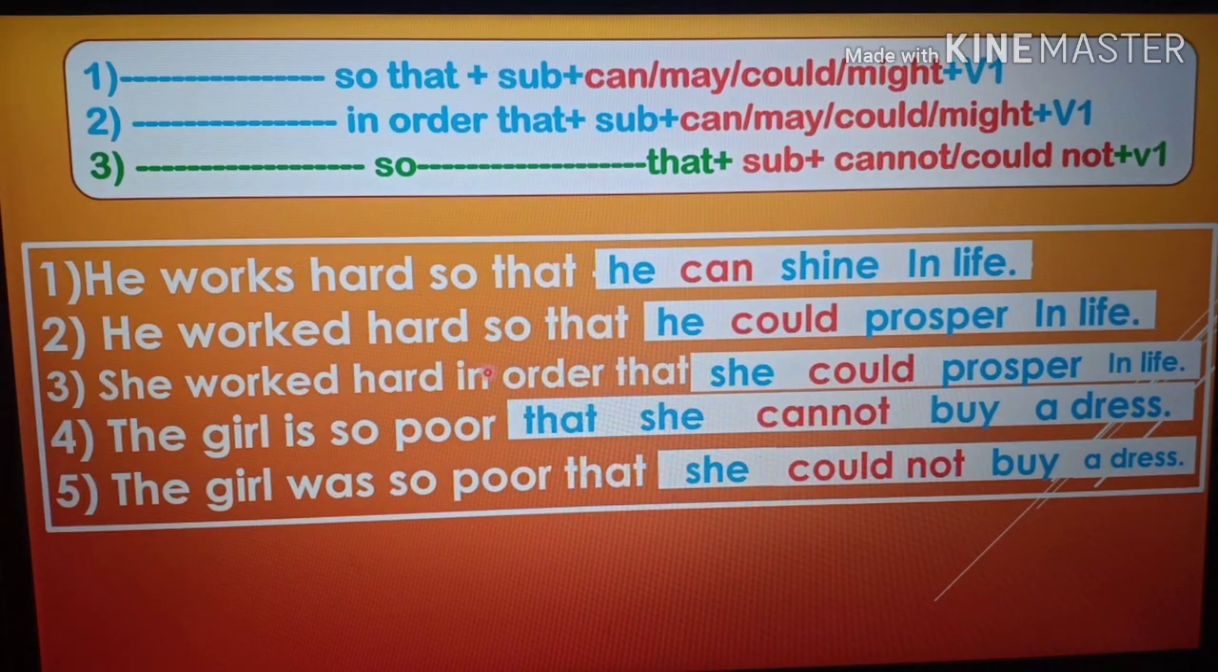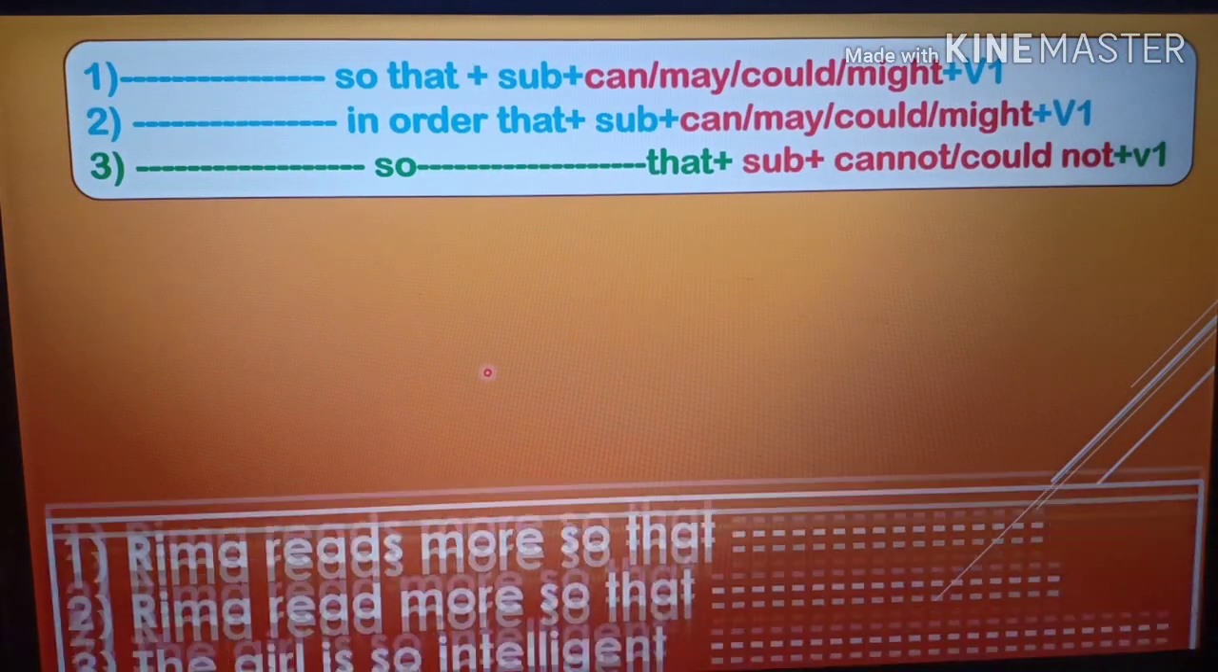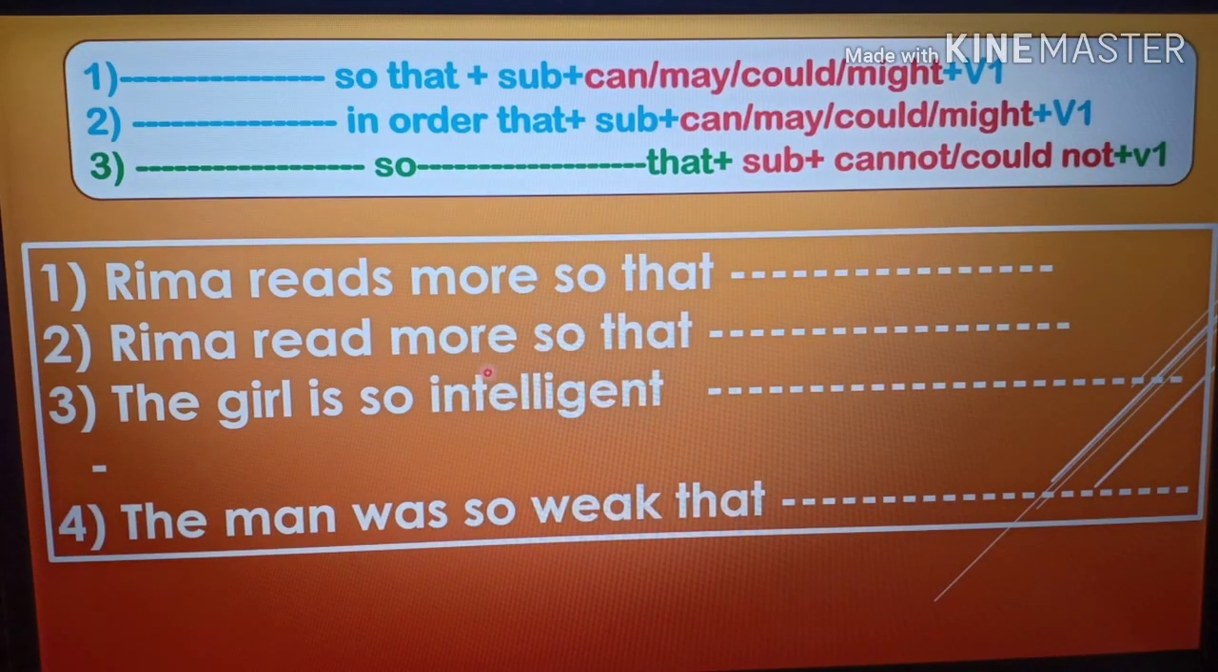So dear students, for your better understanding, I am going to give you another examples, but the rules are same. Again, I have given you 4 examples. Rima reads more so that. Second one, Rima read more so that. Third one, the girl is so intelligent. Fourth one, the man was so weak that.